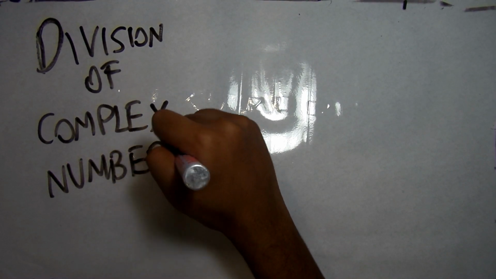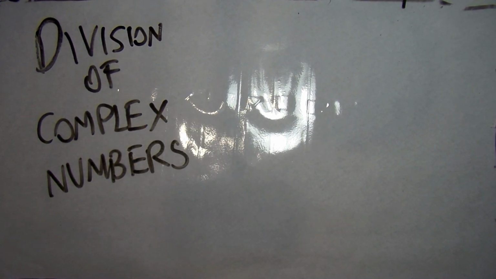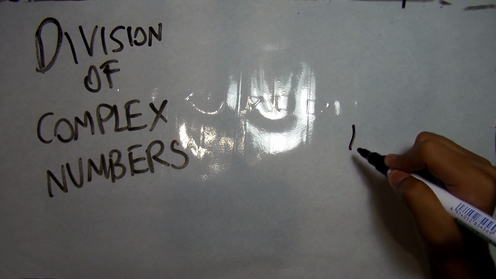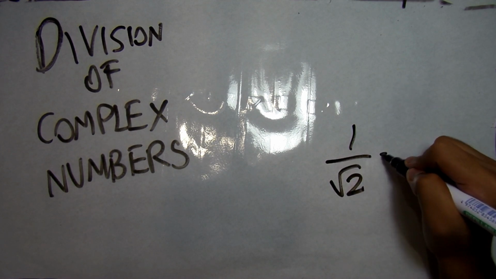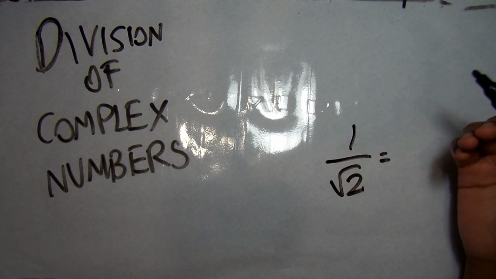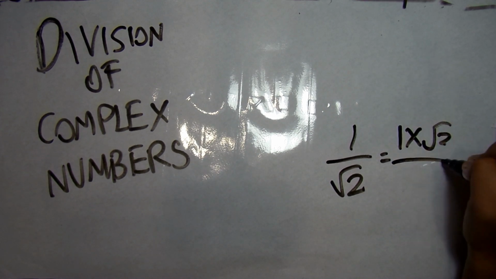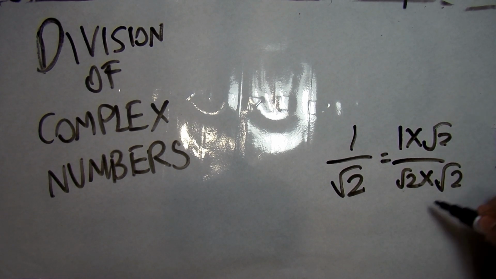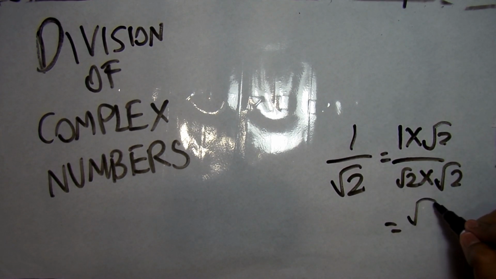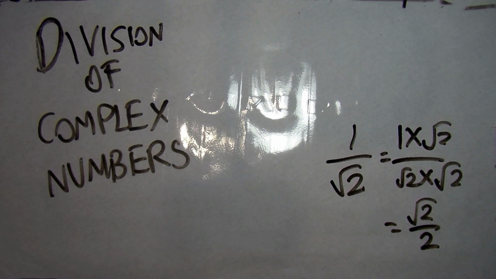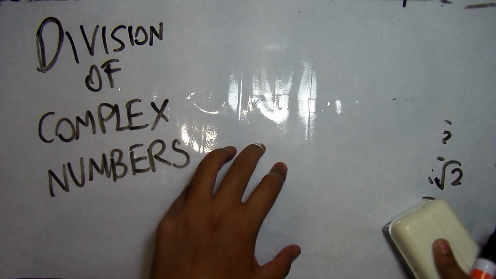Okay, division of complex numbers. You see, division of complex numbers is much like rationalizing the denominator of a radical expression. For example, in the past, when you were working with radicals and you had 1 over the square root of 2, to convert this to a proper expression, you didn't want the square root in the denominator. So you multiplied up and down by the square root of 2. And this automatically eliminated the radical in the denominator. So it becomes square root of 2 over 2. So the division of complex numbers is almost exactly the same.